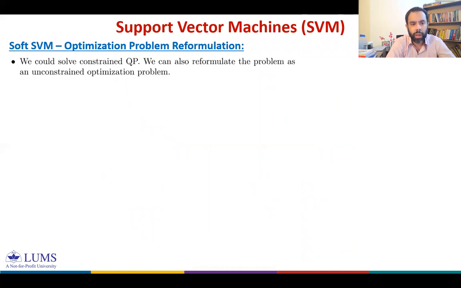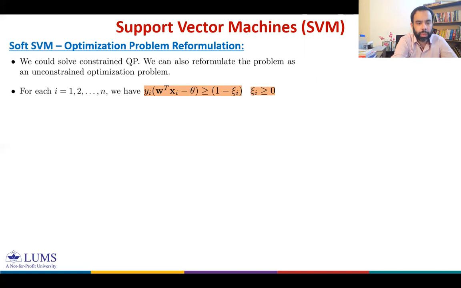We could solve constrained QP, but we can reformulate this as an unconstrained optimization problem. And then we will connect this with what we had for the logistic regression, in fact, regularized logistic regression. We know that for each i, we have these inequality constraints in soft SVM.